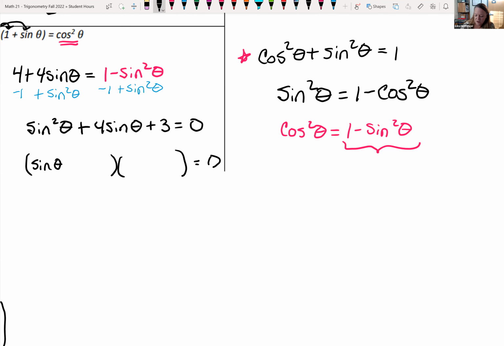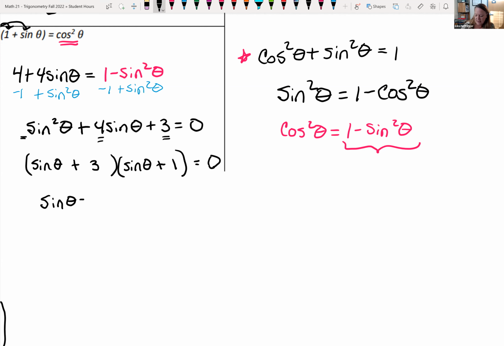My coefficient in front of my square term is 1. The two numbers that multiply to give me 3 and add to give me 4 would be 3 and 1. So this is plus 3 and plus 1. So sine theta plus 3, that quantity times the quantity sine theta plus 1, is equal to 0. So set each factor equal to 0.